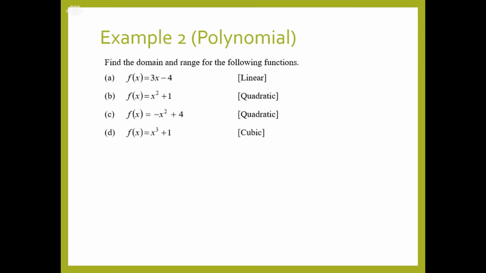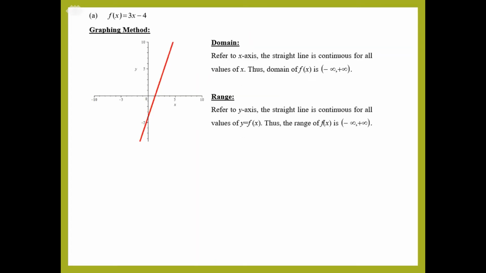Now, refer to example 2. You need to find the domain and range for the following polynomial functions, in which a is linear, b and c are quadratic, and d is a cubic function. Basically, there are two methods that can be used here. First is known as the graphing method, and second is the algebraic method. When using the graphing method, make sure you sketch the correct graph.